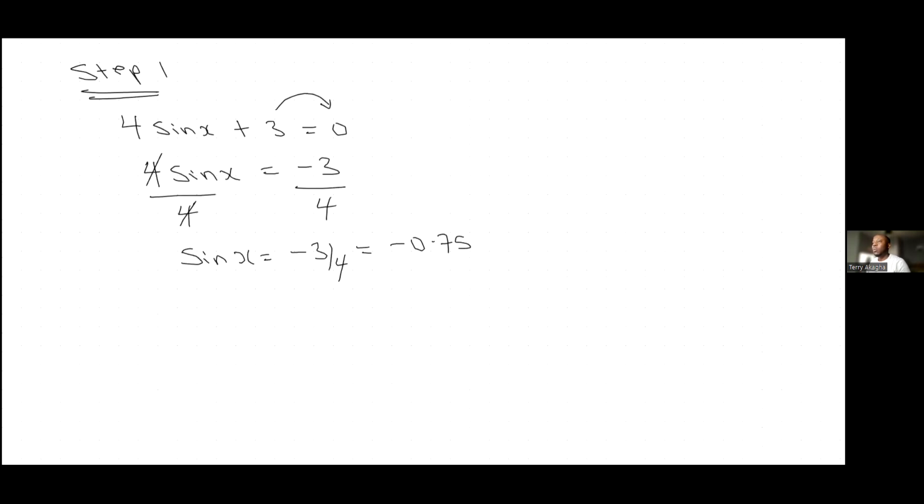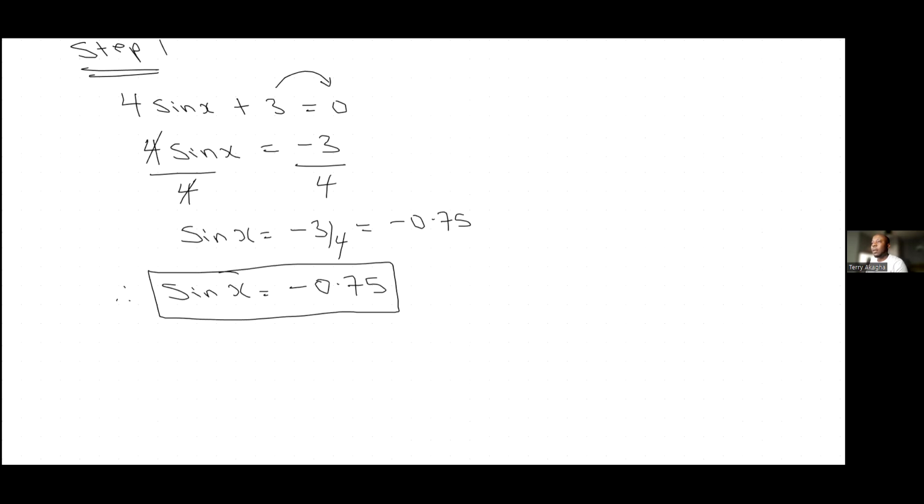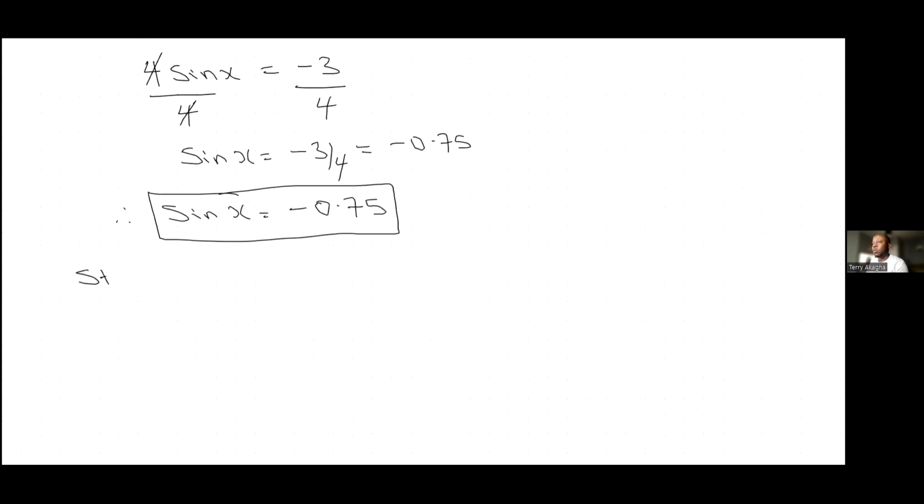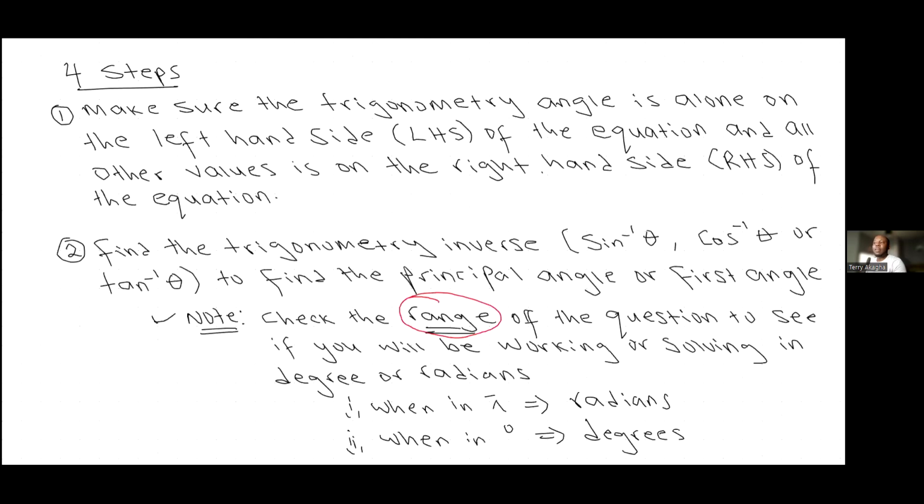So therefore now, we can now say sine x is equal to minus 0.75. Okay, so you can now see we've gotten to the point that the trig is on its own on the left-hand side and all other values are on the right-hand side. Okay, so step 2, we can now proceed quickly to step 2 to solve. Now, what is step 2? So step 2 now is that we then have to find the trig inverse, but we need to check the range first, right? So let's go.